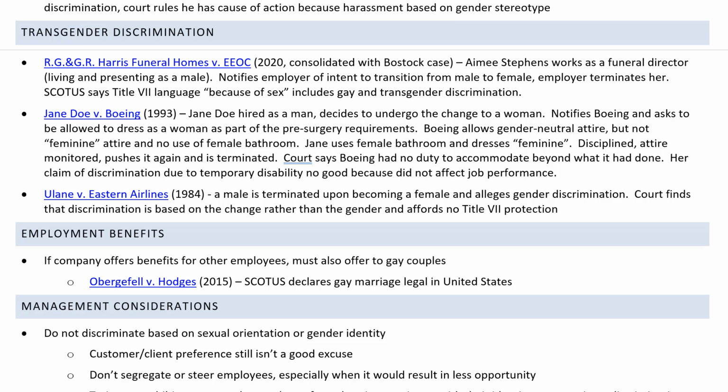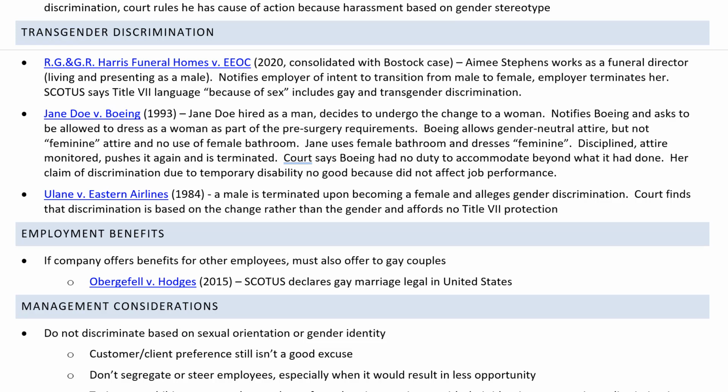So Jane Doe versus Boeing. They said she could wear gender-neutral attire, but not feminine attire, and no use of the female bathroom. I think that's where we were. So Jane uses the female bathroom and dresses feminine in defiance of what Boeing had set out as their policy. She is disciplined. Her attire is being monitored by the company. She pushes the policy again and then is finally terminated.